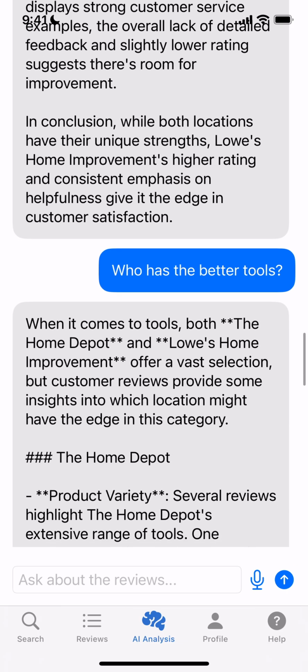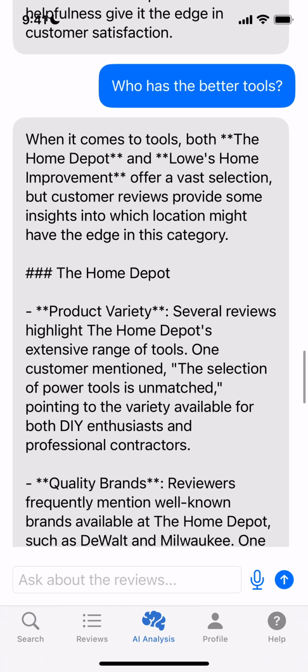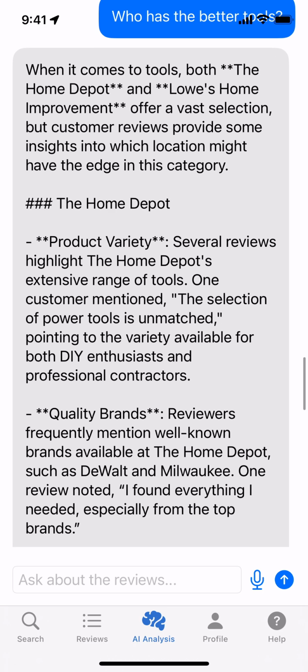When it comes to tools, both the Home Depot and Lowe's Home Improvement offer a vast selection, but customer reviews provide some insights into which location might have the edge in this category. Okay, interesting. The Home Depot product variety. Several reviews highlight the Home Depot's extensive range of tools.